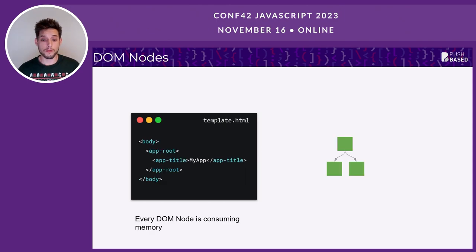Then we have DOM nodes. For each DOM node we create, they are stored as strings. And if they contain attributes and other strings, for example, text or other values, then this is also stored in the memory of your browser tab.